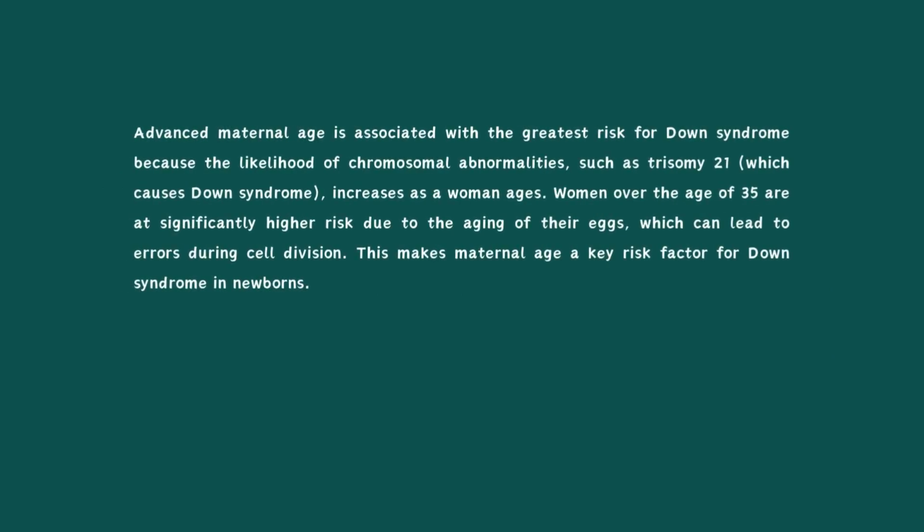Advanced maternal age is associated with the greatest risk for Down syndrome because the likelihood of chromosomal abnormalities, such as trisomy 21, which causes Down syndrome, increases as a woman ages. Women over the age of 35 are at significantly higher risk due to the aging of their eggs, which can lead to errors during cell division. This makes maternal age a key risk factor for Down syndrome in newborns.